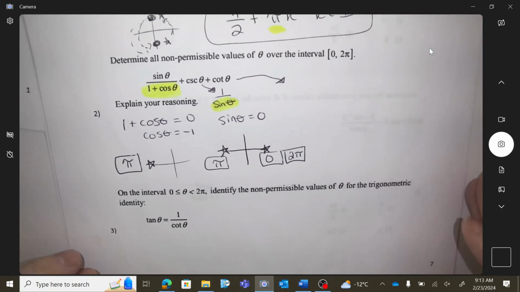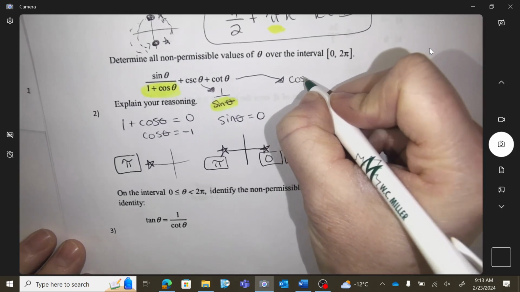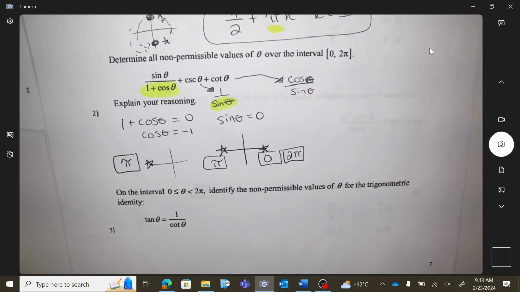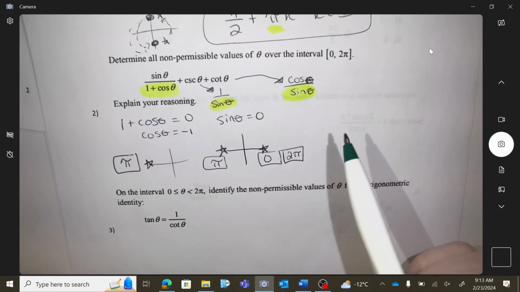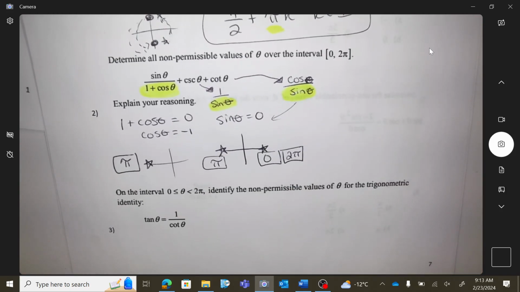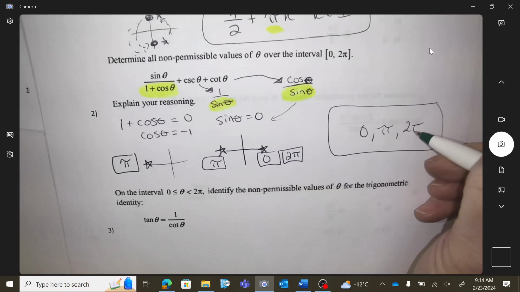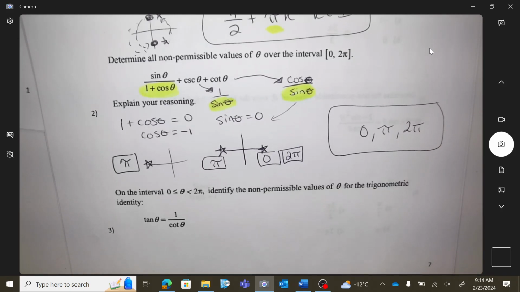And cotangent, what would you write for a fraction with the cotangent? On your paper, you're going to see x over y, but x is the cos and y is the sine. So I'm worried about sine theta being 0. Oh, okay, well, we've already done that. So there are 3 answers to this: 0, pi, and 2 pi. They're all bad angles because they create some kind of 0 on the bottom.